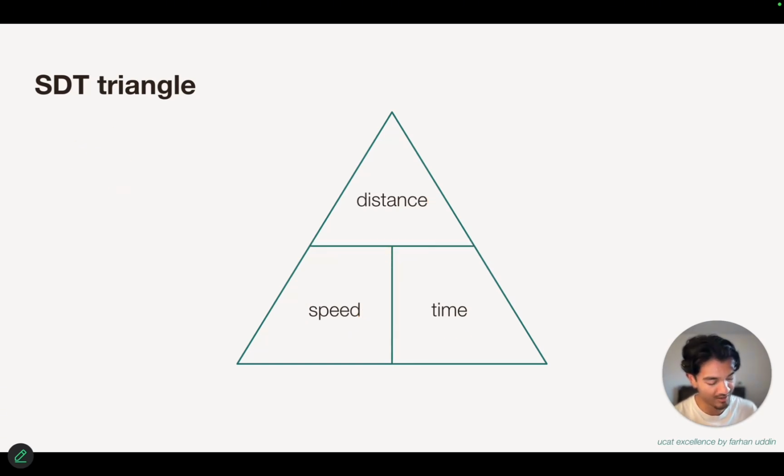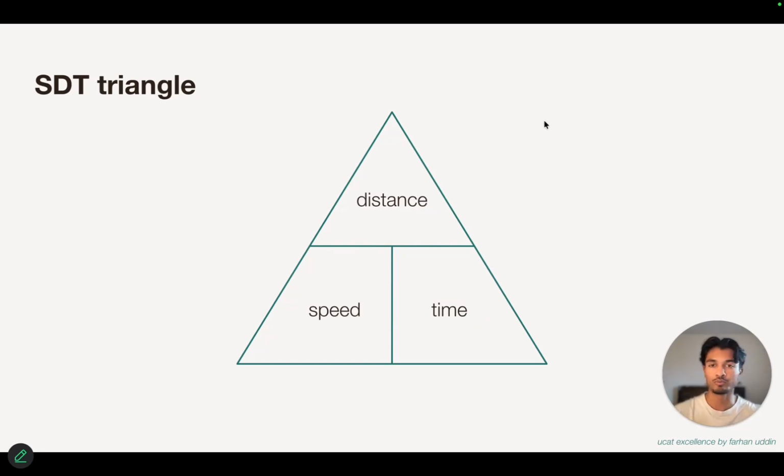Whereas if you want to find time, what that looks like is distance over speed. Whereas if you want to find distance, then it's speed multiplied by time. So if you remember this triangle, you are never ever going to forget those formulas.